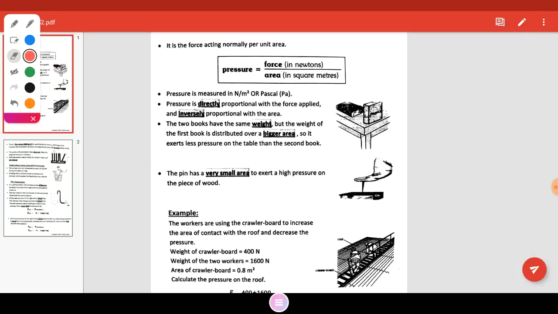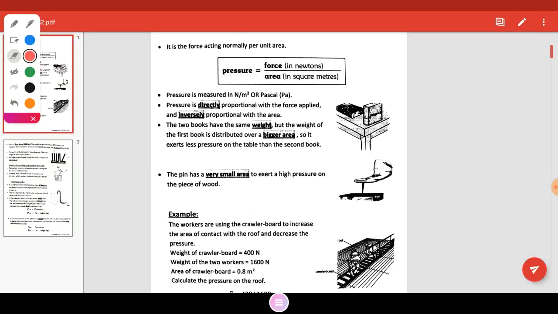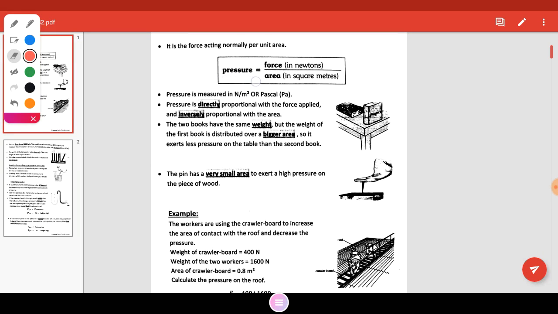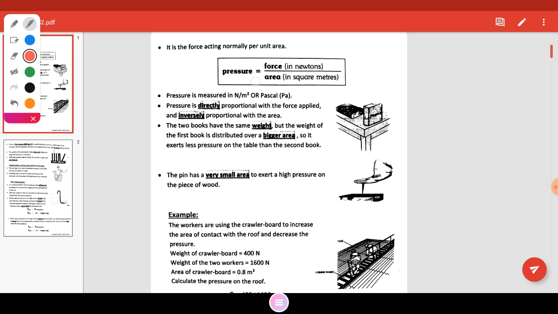We will study the pressure. The pressure is the force acting normally per unit area. Pressure equals force over area. The unit for measuring force is Newton, while the area is measured by meter squared. Newton per meter squared is the unit for measuring pressure.